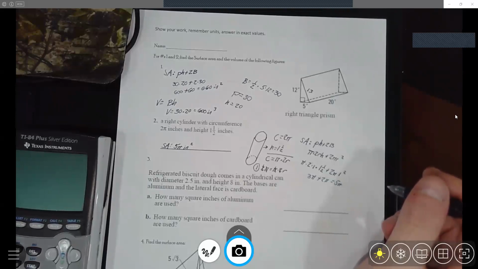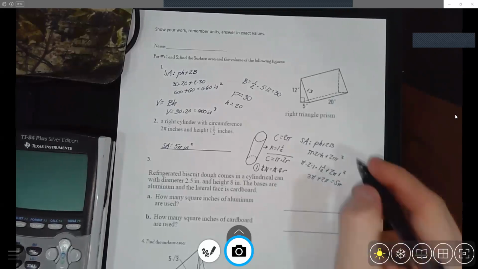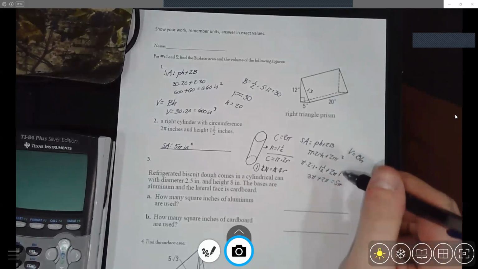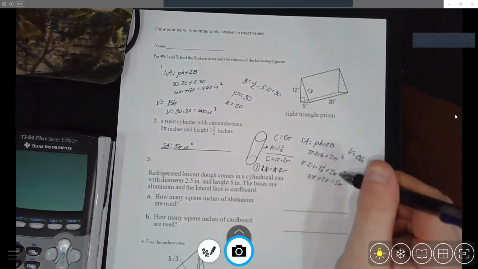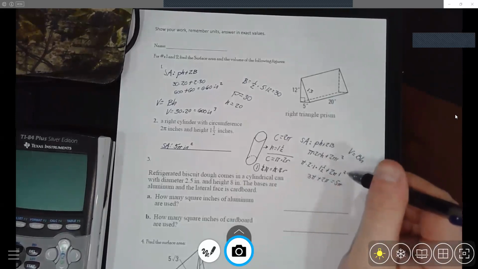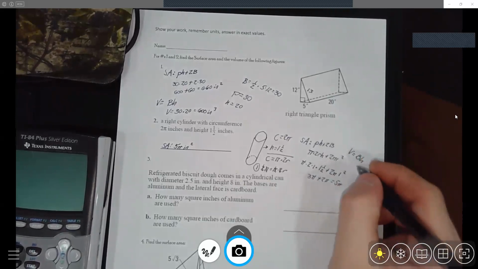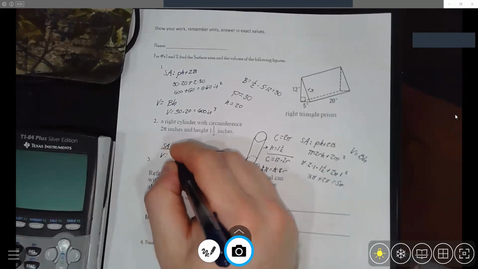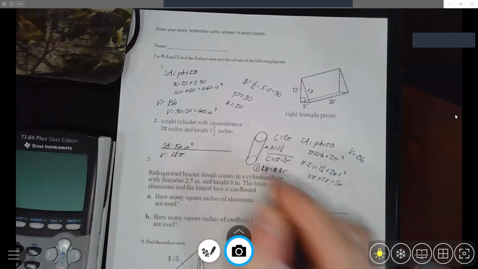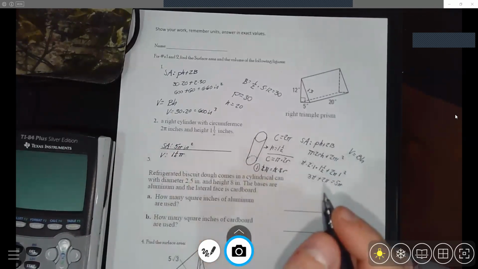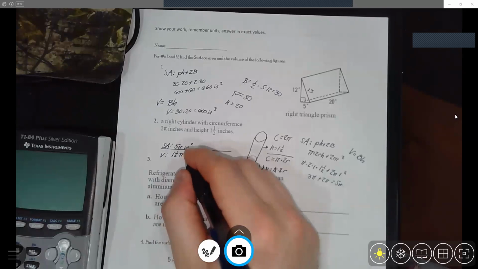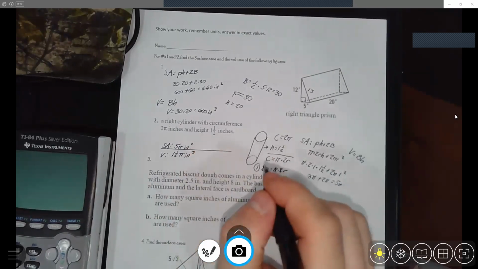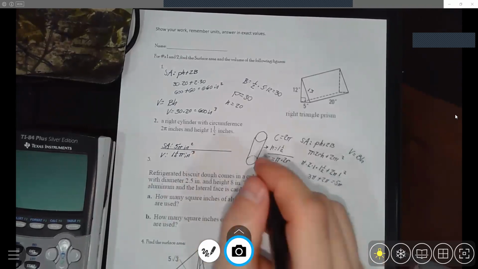Okay. And then the volume is area of the base times the height. So we know the area of the base is just pi times 1 squared, which is pi. So the area of the base is pi and the height's 1.5. So volume is 1.5 pi inches cubed. And you can round those to the nearest hundredth if you want.